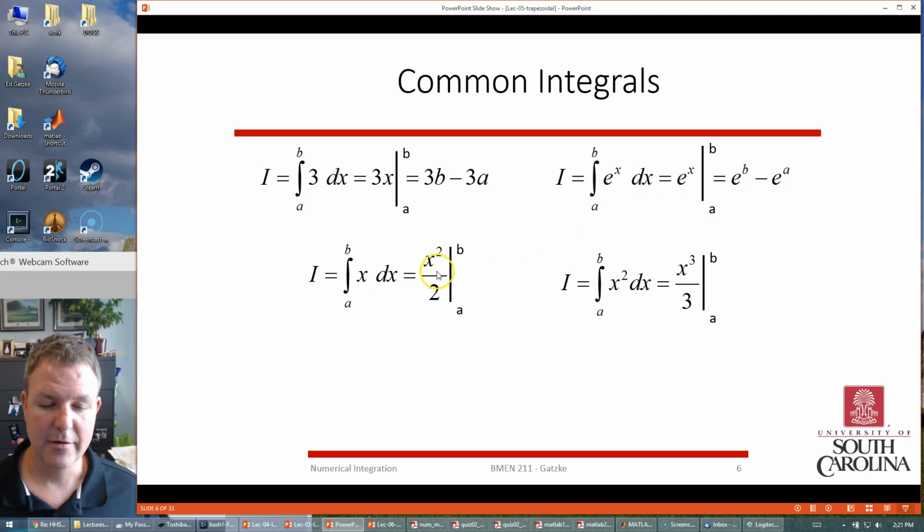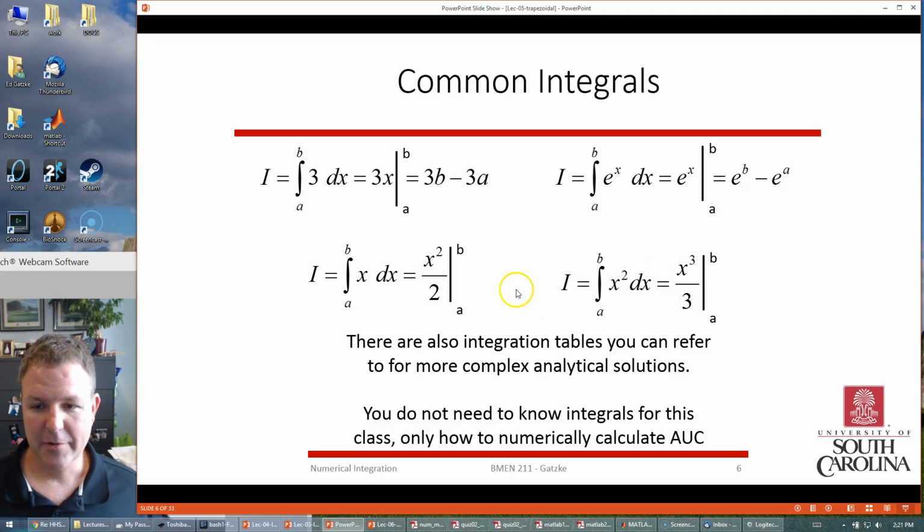You can always check your integrals when you take the derivative. Just like the derivative of x squared over 2: if you take the derivative with respect to x of x squared over 2, you get x. If you take the derivative of x cubed over 3 with respect to x, you get x squared. There are lots of tables that will help you look up integrals if you don't know all the rules, to find an analytical solution. These are what we call analytical.